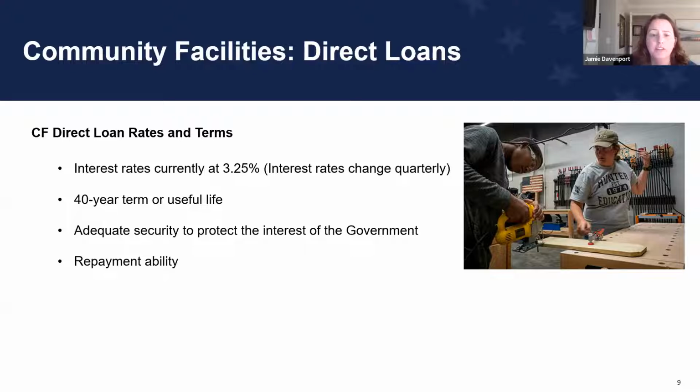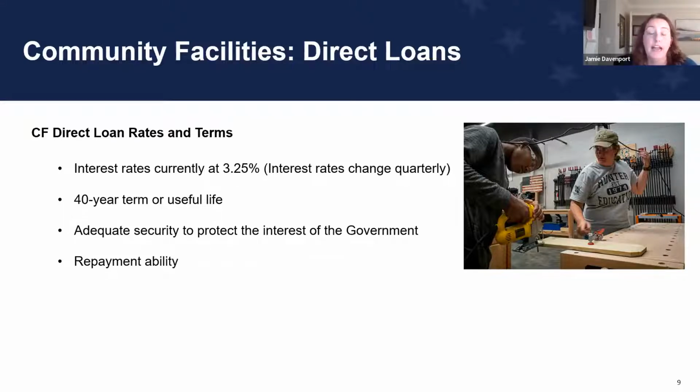The term of the loan is 40 years or for the useful life of the project. Typically on a construction of a facility, we'd see terms of 30 to 35 years. If it's something smaller like buses or vehicles, then of course the term changes and goes down to 15 or so years, depending on whatever is most appropriate.